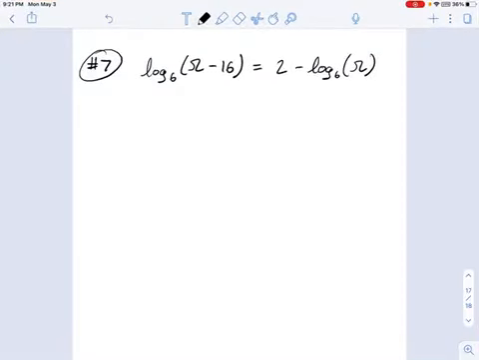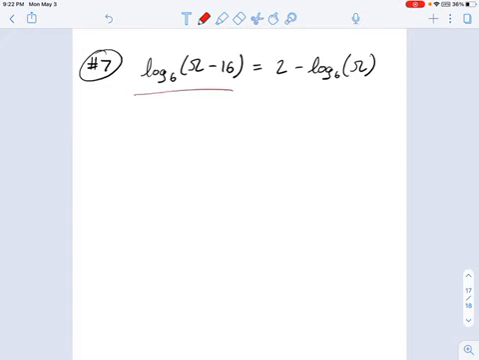Okay, so I'm going to start off an equation here, and this is going to involve something new that we haven't really had to do much of. We're going to be using factoring, and we're going to be looking at multiple solutions to a logarithmic equation. So let's take a look at what we have here.